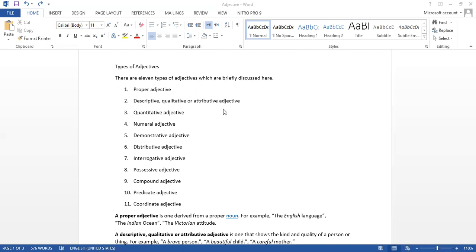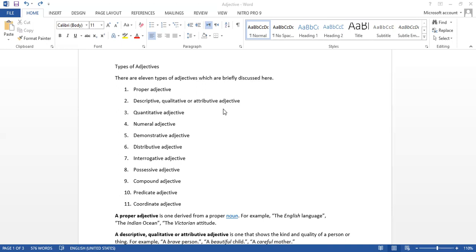Sir, I remember none of them. Why? Demonstrative adjective shows pointing, like this, that, these, those. The distributive adjective shows only the number, with the help of each, every, either, neither. Interrogative adjective shows asking a question, like what, where, which, whose. Possessive adjective shows ownership.